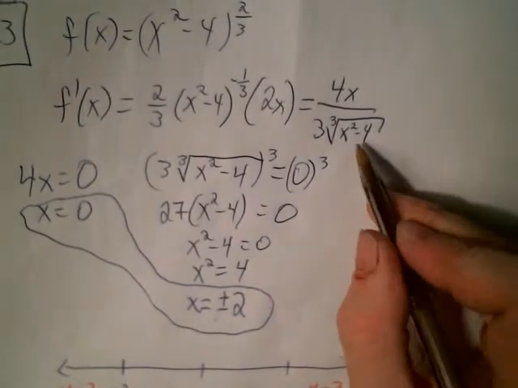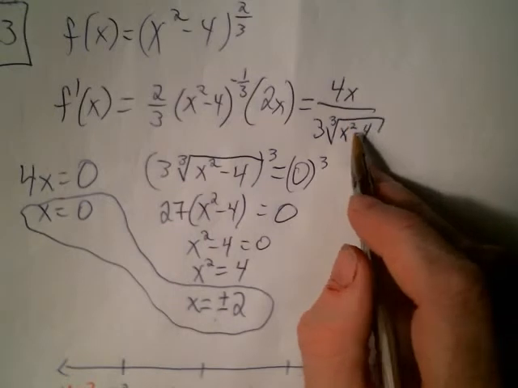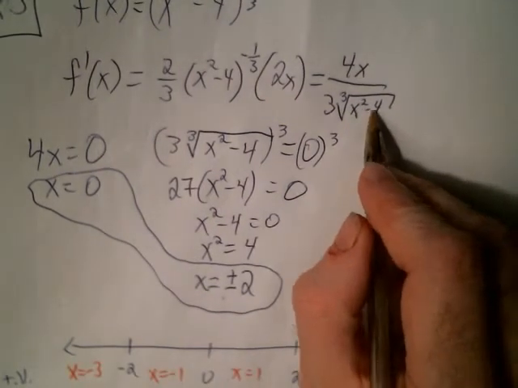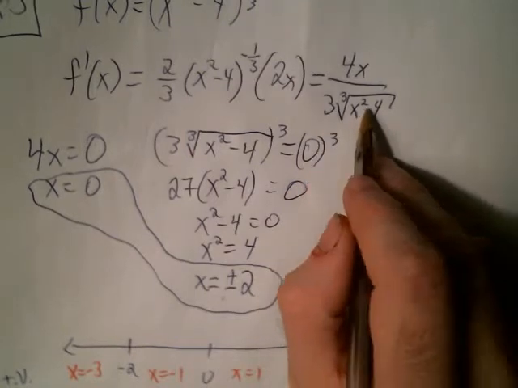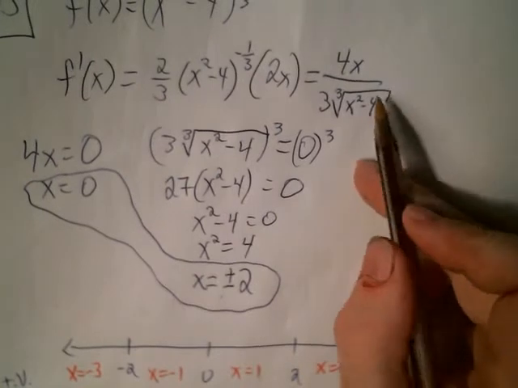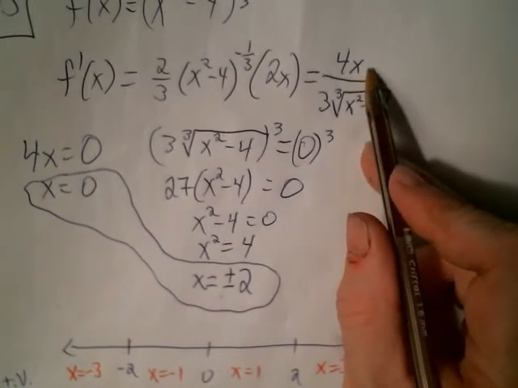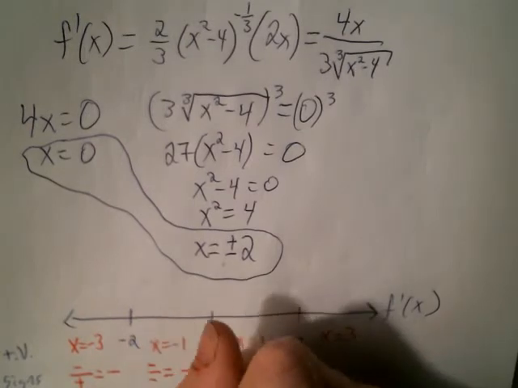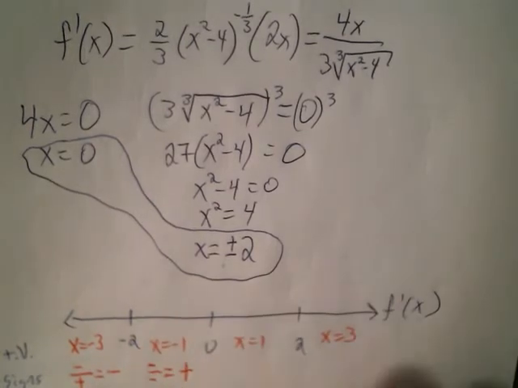Let's try -1. In the denominator, I have -1 squared is +1, minus 4 is negative. So I'll have a positive times a negative is negative in the denominator. And then the numerator, if I plug in -1, I also get another negative. So it's going to be a negative over a negative, which is equal to positive. In other words, it's increasing.